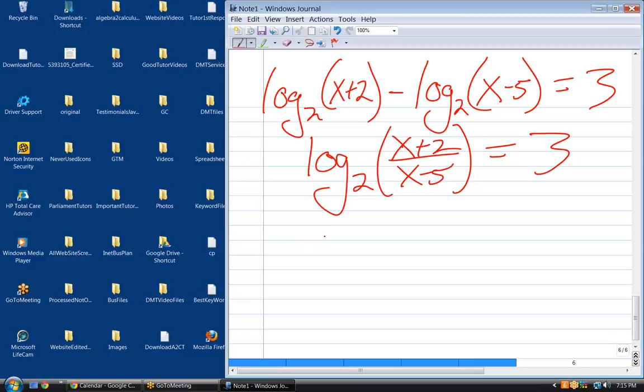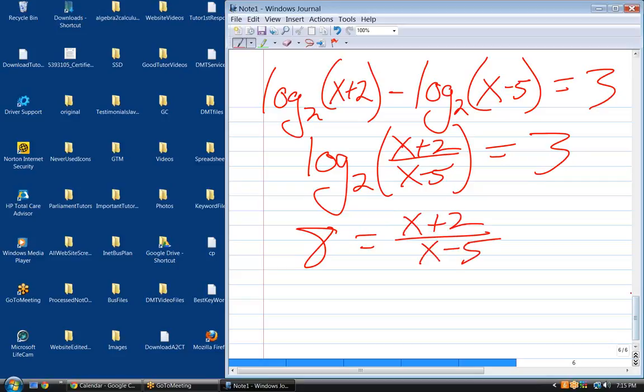x plus, wait up, 2 cubed. Okay, that's 8. And then I spoke too soon. I thought it was 3 squared again. It's 2 cubed. I almost made a mistake. 8 equals x plus 2 over x minus 5. You know how to solve that?